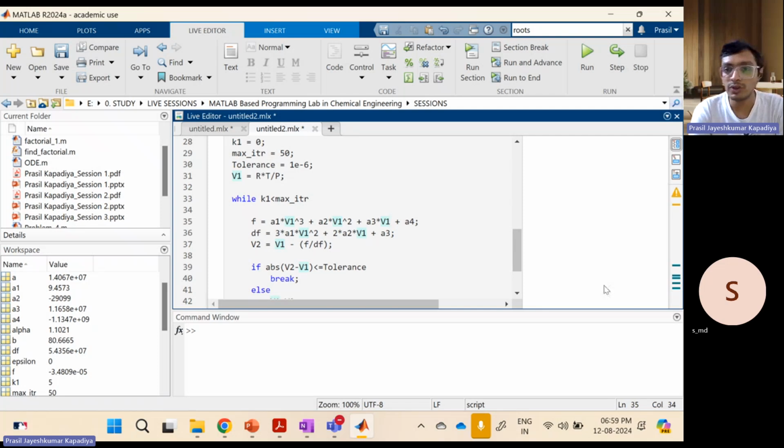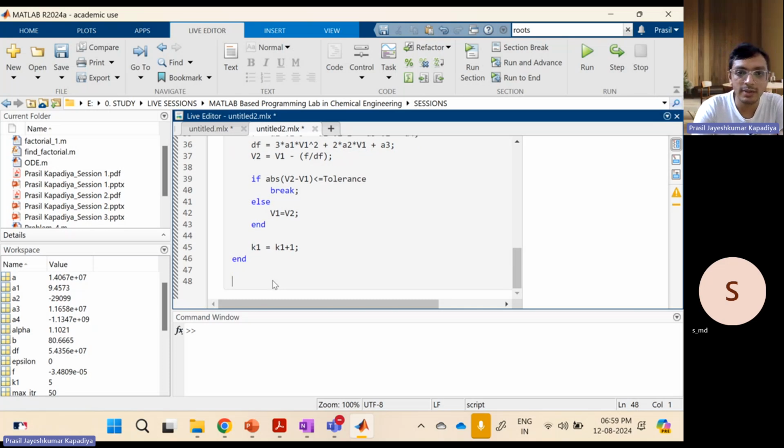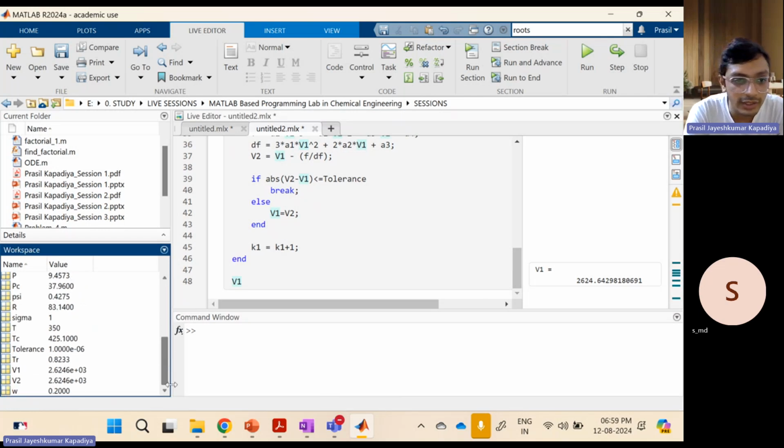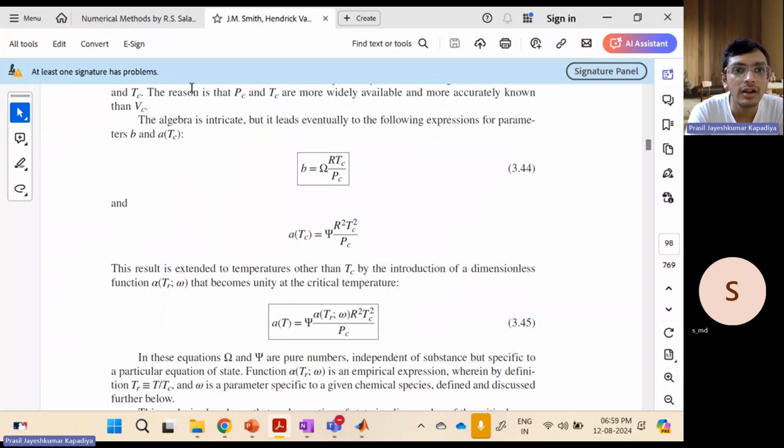Okay, so let's see what solution we are getting. So I will run it. Okay. So the solution that I am getting is okay. It's not printed because we have not kept anything. Let's say I am keeping V1. So now I should get it, or from here also we could have checked that. The solution is coming as 2624. So let's check from the book what was their answer for this problem.